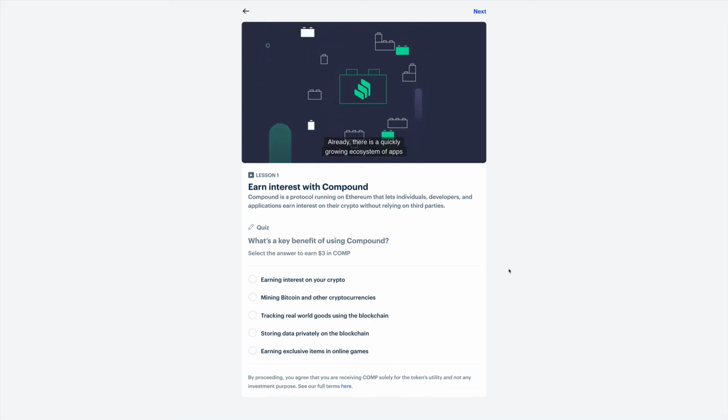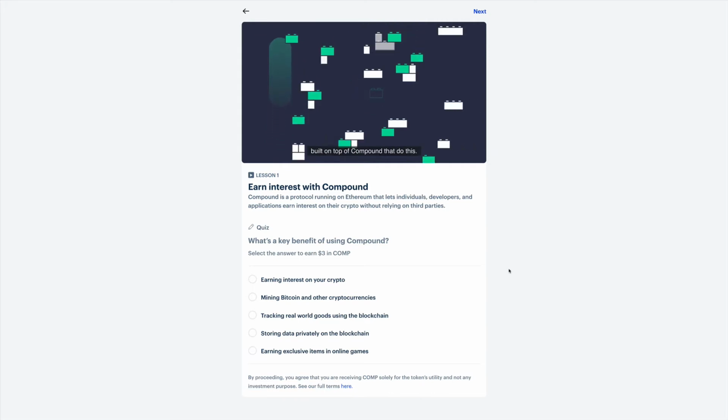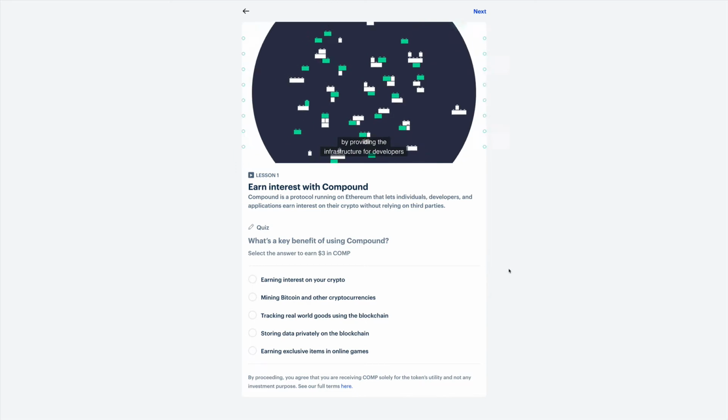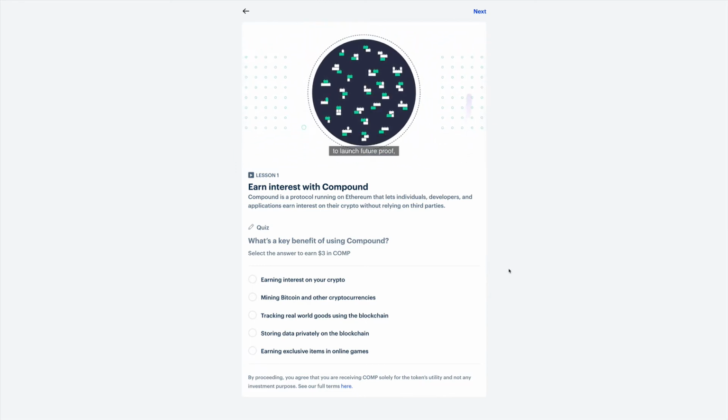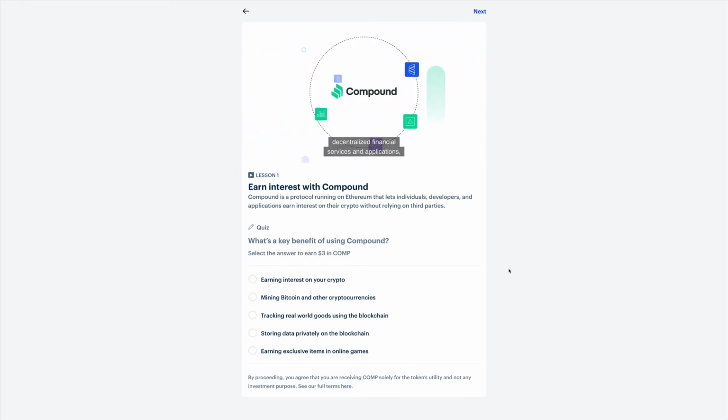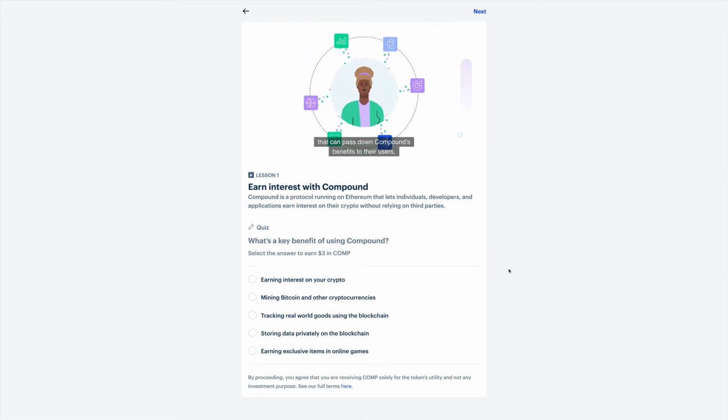Already, there's a quickly growing ecosystem of apps built on top of Compound that do this. Compound makes this possible by providing the infrastructure for developers to launch future-proof, decentralized financial services and applications that can pass down Compound's benefits to their users, enabling every user to simultaneously begin earning interest.